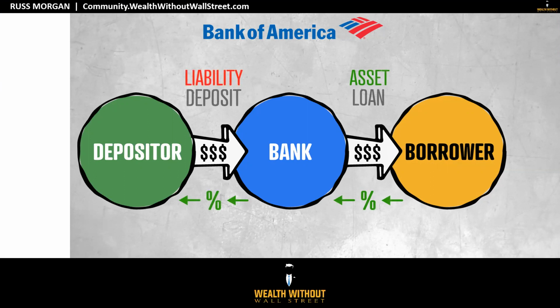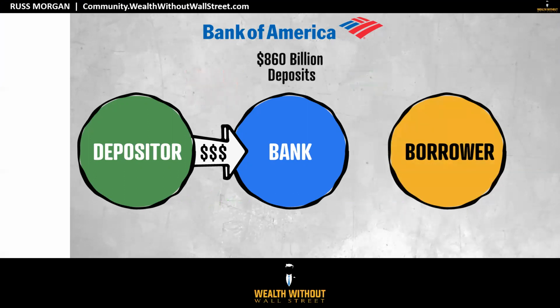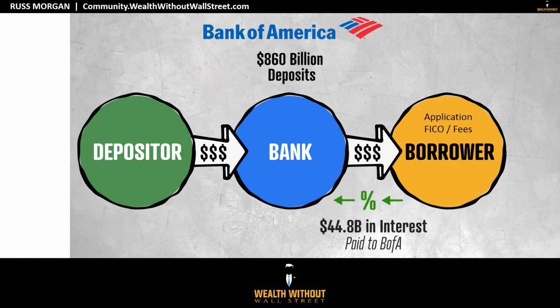Well, let's see how that works for Bank of America. In 2016, Bank of America had $860 billion in deposits. They lent that money out, made fees and interest throughout that year. How much do you say? Well, $44.8 billion. Not real bad, right?